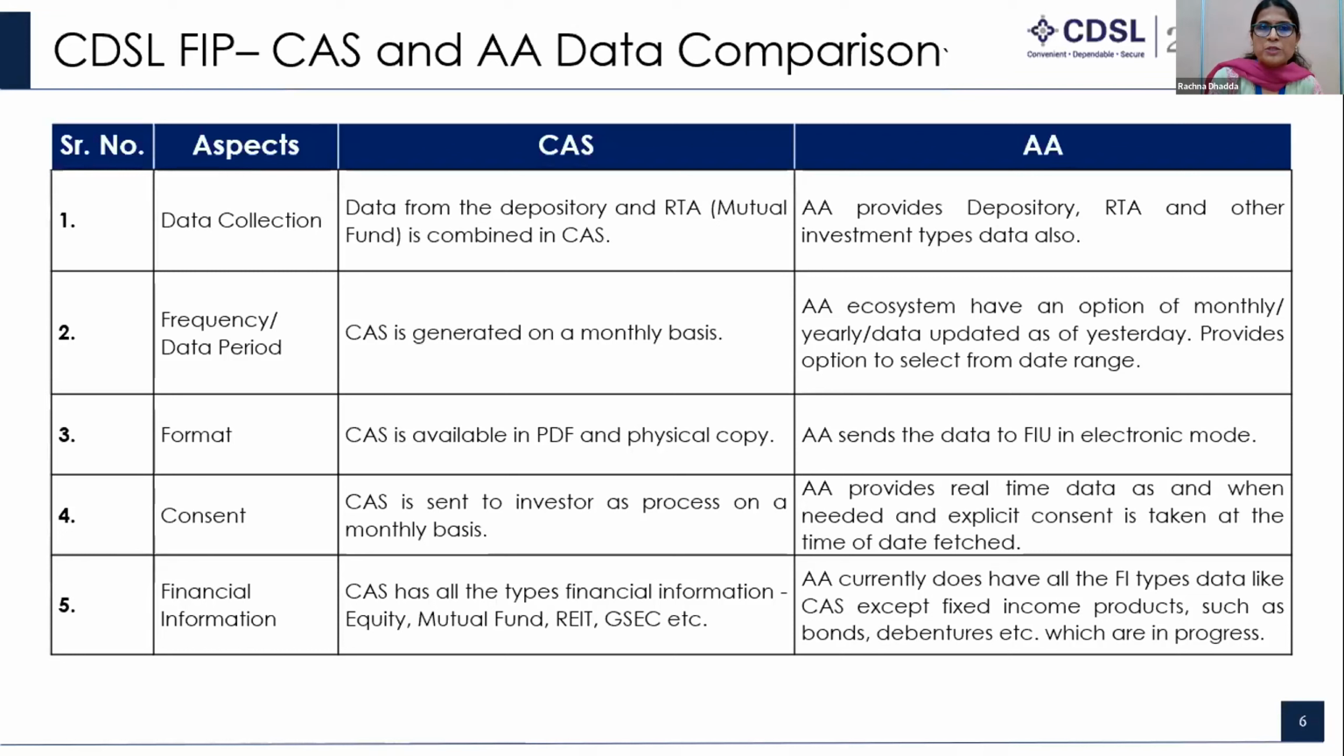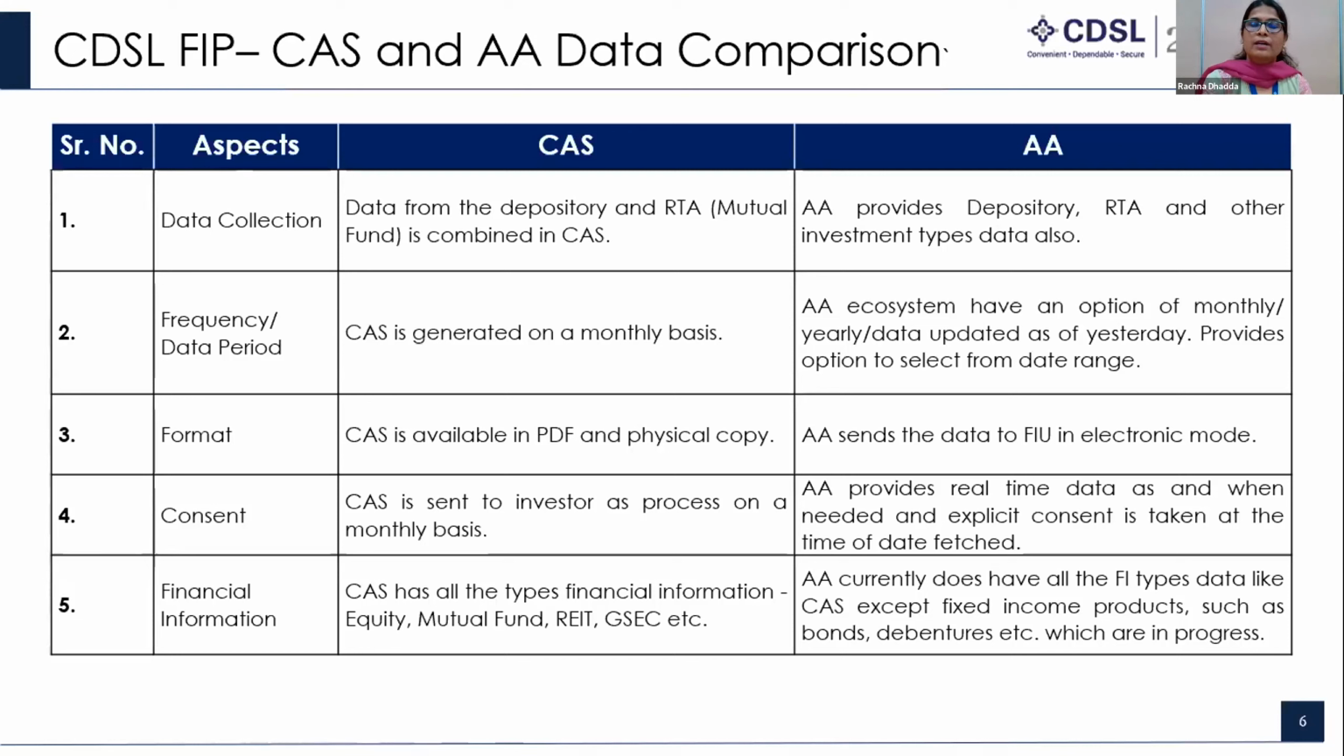From a data collection perspective, data from depository and RTA is combined in CAS. CAS is a consolidated account statement, which is sent by depositories for the transactions and holdings of the investor. Here again, AA provides depositories, RTA, and other investment type data also, like pension fund or insurance. So this is overall covering it.